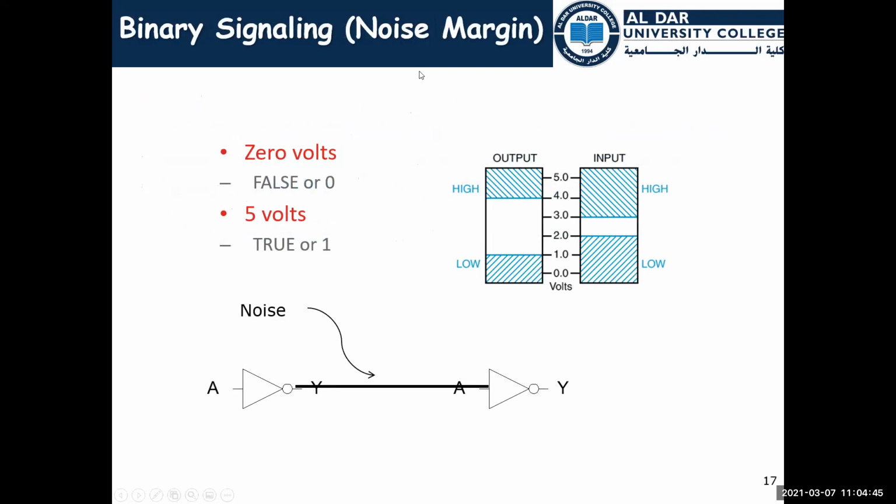Binary signaling and noise margin: the output can be different from logic gate to logic gate. But typically 0 represents false or 0, and 5 volts represents true or 1. And the range here can accommodate more noise if you have a higher separation of the high and low logic. So all this area can handle more noise.